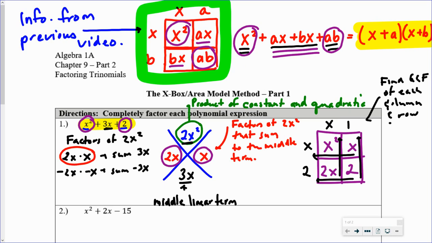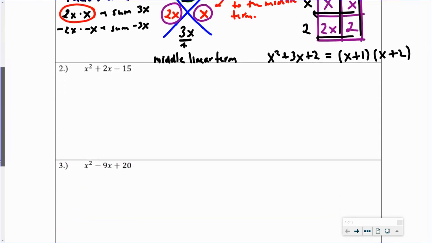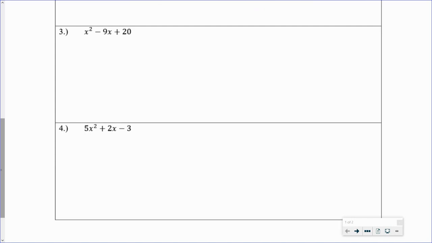So this tells us that x squared plus 3x plus 2, which is our original quadratic trinomial, in factored form should be x plus 1 times x plus 2. And if we FOIL that out, x times x is x squared, x times 2 is 2x, 1 times x is x, so if we add those together we get 3x, and then 1 times 2 is 2, so that is indeed correct. Now I'm going to move through the next few a little bit faster.